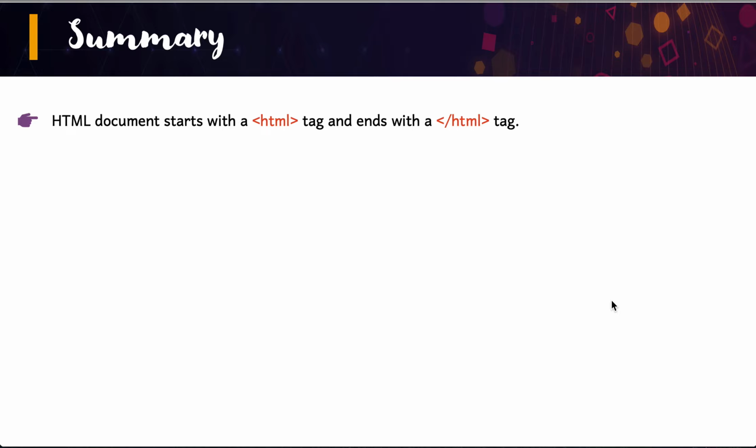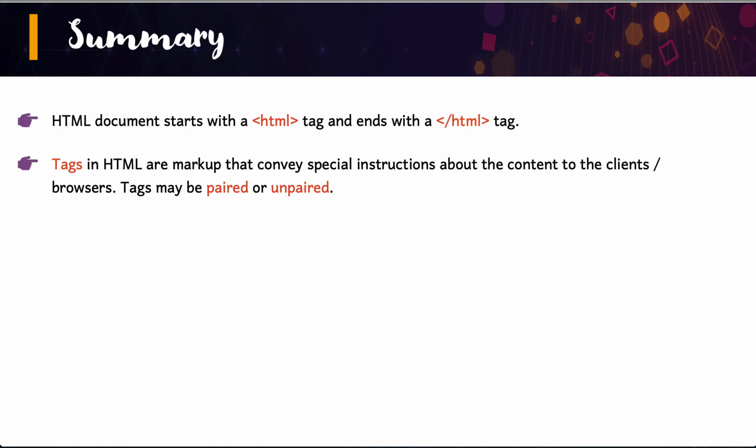Let's look at what we have learned today. The HTML document starts with the HTML tag and ends with the HTML tag. These 2 HTML tags denote the beginning and end of the HTML document. They are the delimiters. Then the tags are really markups that contain special instructions. We have seen plenty of examples. Tags may be paired or unpaired.